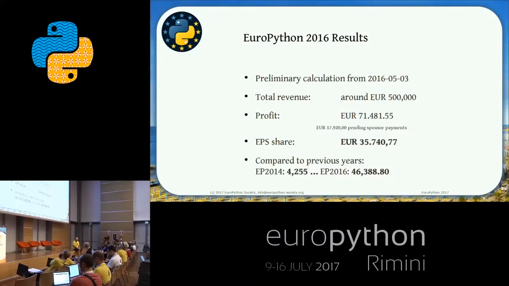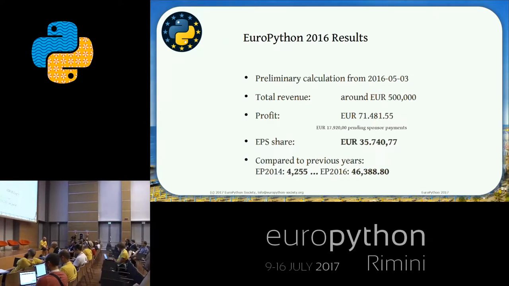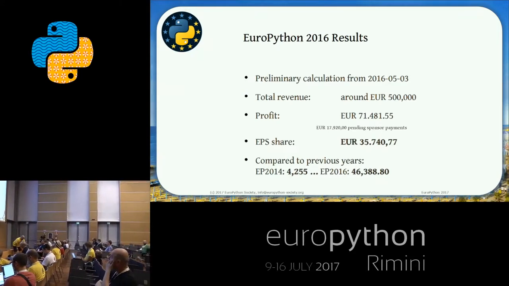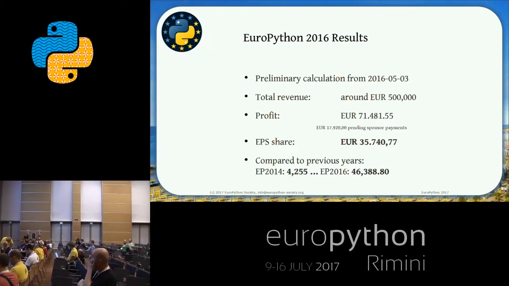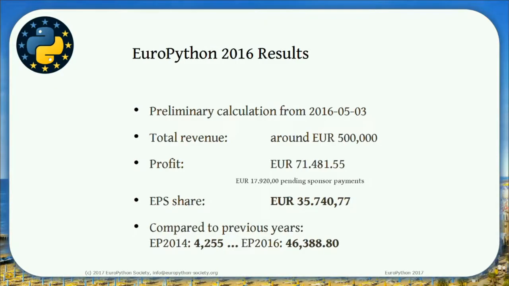Preliminary because we've not gone through the complete balance sheet with the local organization, the ACPISS, from Bilbao yet. But this is what they reported to us. So the conference made a profit of 71,481.55 euros. This currently includes 17,920 euros pending sponsor payments.